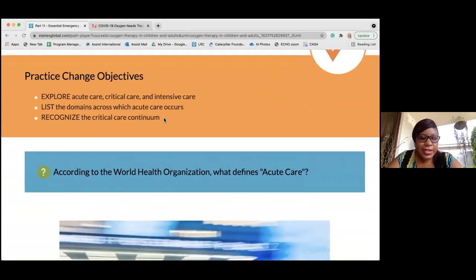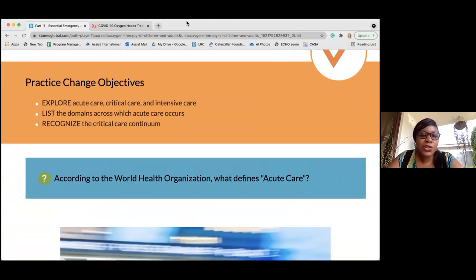In the next segment, I'm going to encourage us to pay particular attention to the practice change objectives, which are to explore the concept of acute care, critical care, and intensive care. We look at the intricate differences between them. We look at the domains in which acute care to any patient can occur, and how to recognize the critical care spectrum or continuum. I'll ask Dr. Papytcho to come in and take us through this session. Dr. Papytcho.